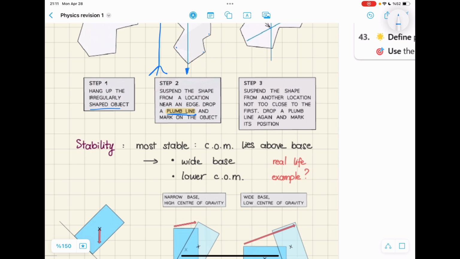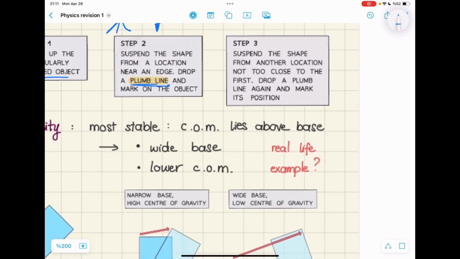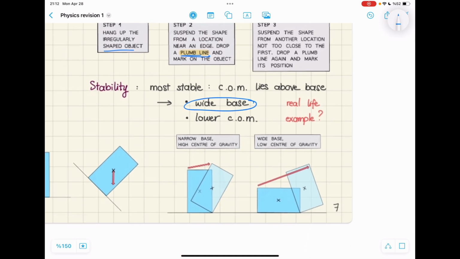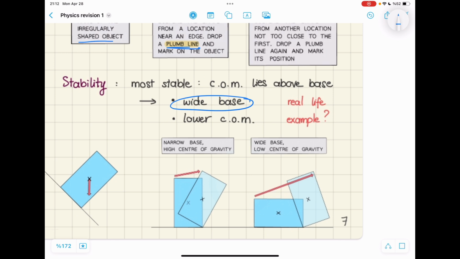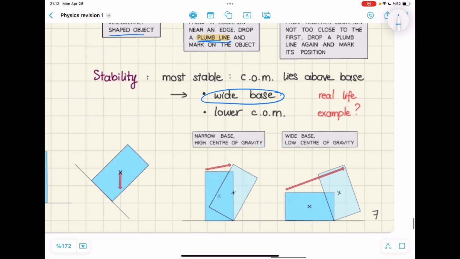Stability, most stable. What's the relationship between stability and center of mass or gravity? Wider base means it is more stable. Lower, because wider base also means lower center of mass. Distribution of weight is also important here. A real life example is the difference between, let's say, a Ferrari car and a bus. A Ferrari, which is very flat, has its center of mass or gravity closer to the ground compared to a very tall bus like a double-decker, so it will be more stable. It will be way harder to turn over a Ferrari than a bus.